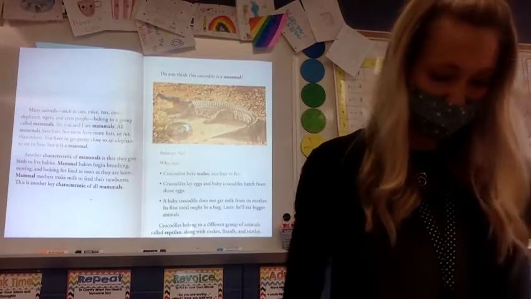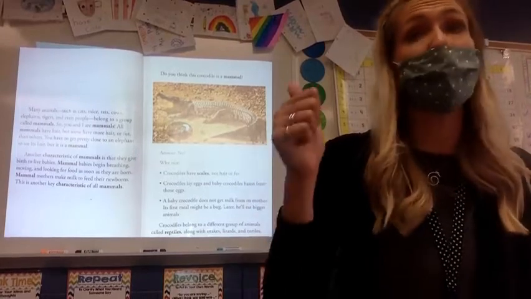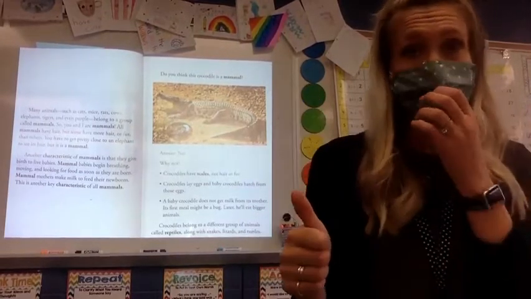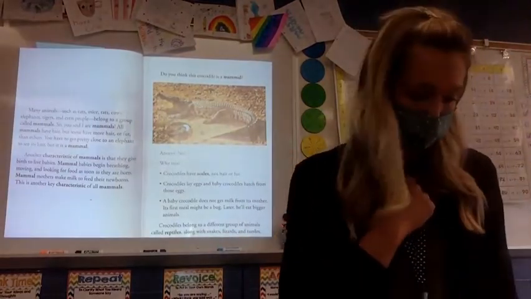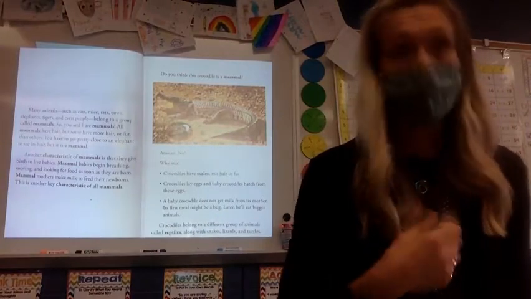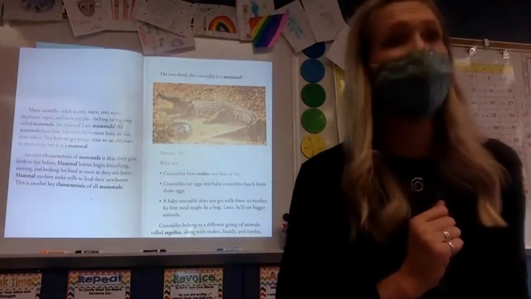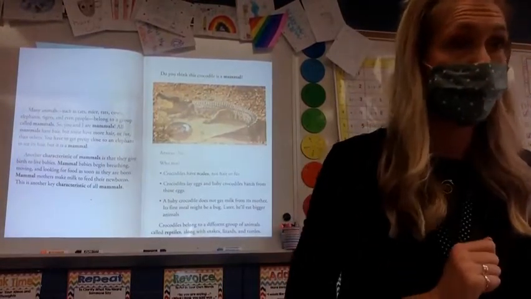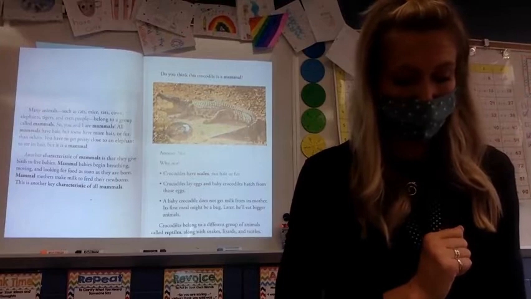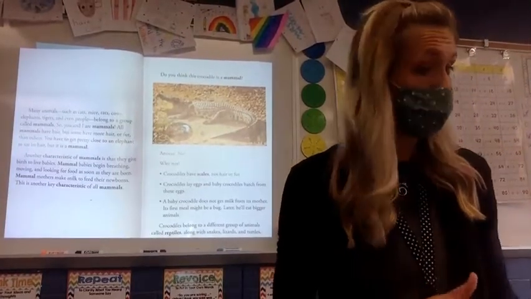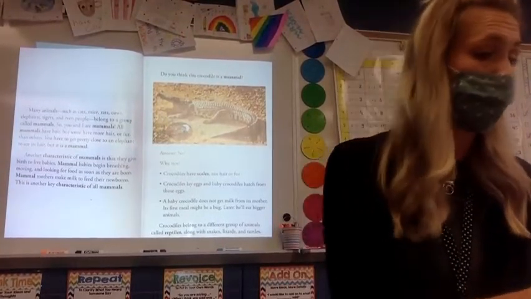Claire, they all have hair. Fabulous. What else did we read, Charlie? That they all give birth to live babies. They all give birth to live babies. Fabulous. What else? That they make milk for their babies. They make milk for their newborns. Very good. Those are characteristics of those mammals.